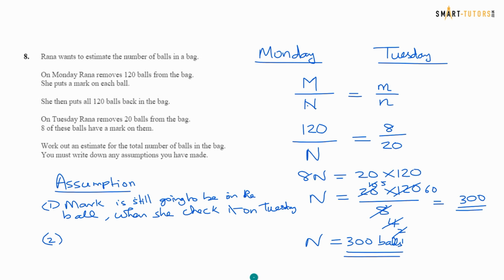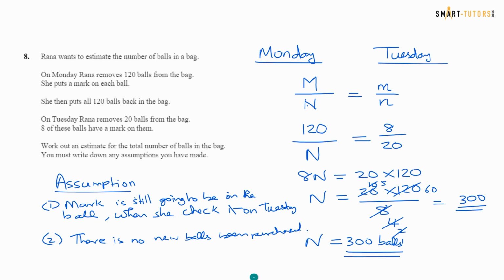Number two, there are no new balls being purchased. So in the meantime, between Monday and Tuesday, if the manager of the gym bought some balls and mixed them together with this one, the runner's experiment is going to be wrong.